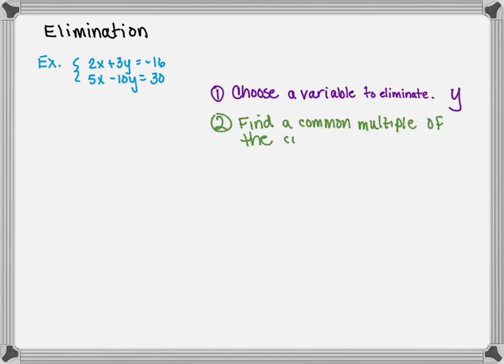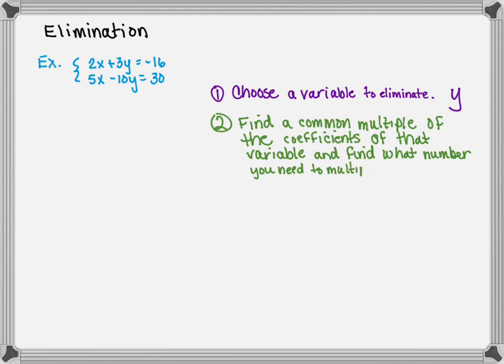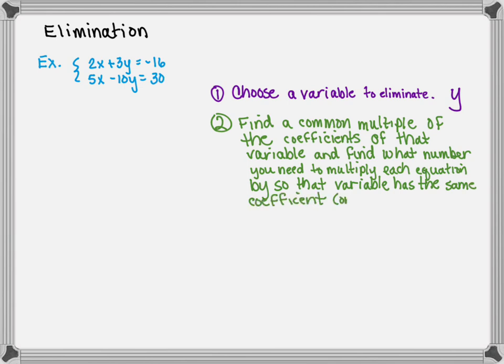Then we'll find a common multiple of the coefficients of the variable that we chose to eliminate and find what number we need to multiply each equation by so that the variable that we're choosing to eliminate has the same coefficient, but one is positive, one is negative. So if I look at my y coefficients, I have a 3, I have a negative 10. A common multiple is 30. So that means I can multiply my first equation by 10 and my second equation by 3. My y in my second equation already has a negative, so I didn't need to worry about multiplying by a positive or a negative. I'm just going to multiply by positive 10 in the first equation and positive 3 in the second equation.